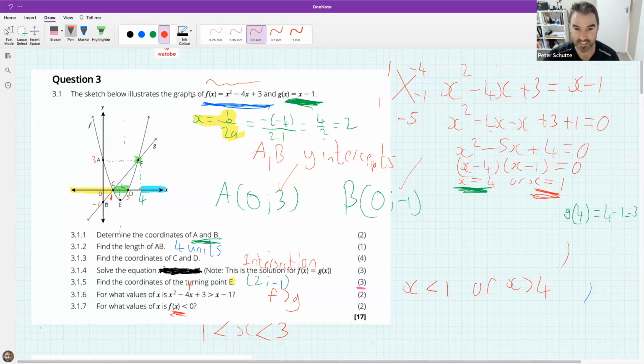Now, we've just done a 17-mark old exam question. So there were some tricky questions in there, but let's just get a little vote from the public. Thumbs up if you felt like you followed that. Thumbs down if you're feeling a bit lost now.